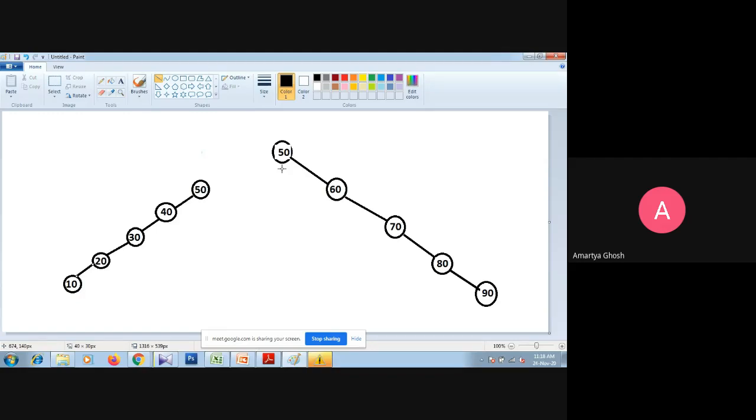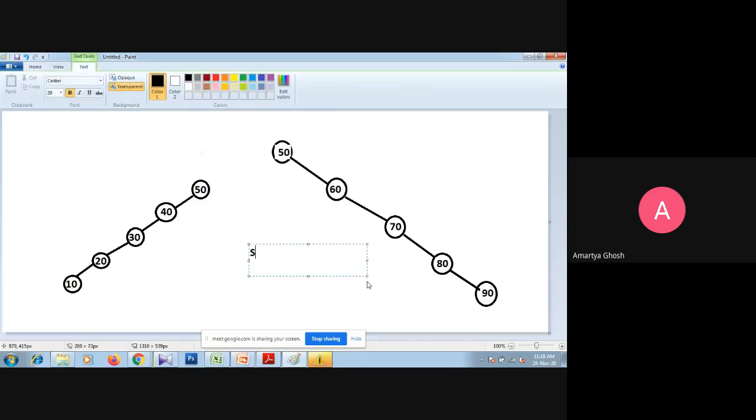So right now we are not getting the facility of binary search. So this is also a binary search tree, but this type of tree is called a skewed tree. What is it called? This is a skewed tree. S K E W E D. Skewed tree.